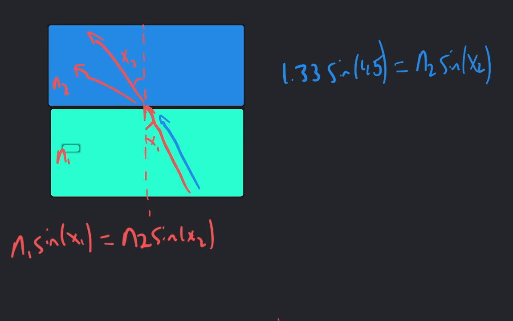N2, let's just say it's 1. It's not, unless it's vacuum, but realistically, if we're inside of a pool or the ocean, it's not vacuum, but it's close enough to 1. The refractive index of air is roughly 1.0003. That's close enough to 1. But we could be more precise, I guess.